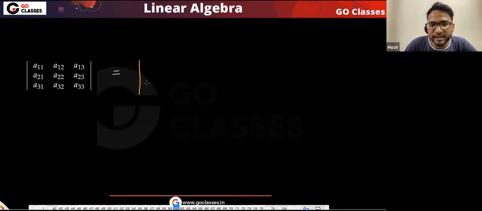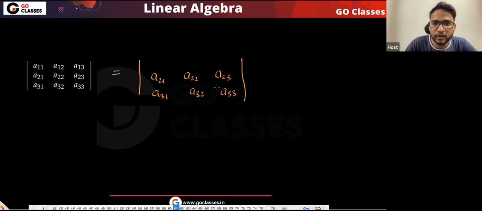Maybe let me apply the linearity. Let me just say that these 2 rows are same. At least these 2 rows are same. Maybe I can have, I think, the 3 terms like this.